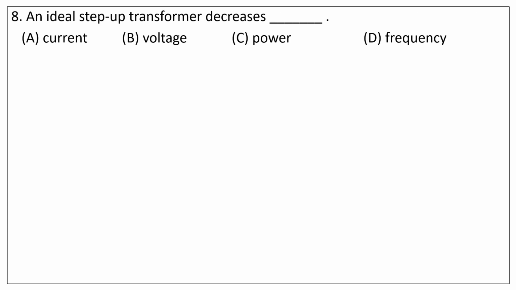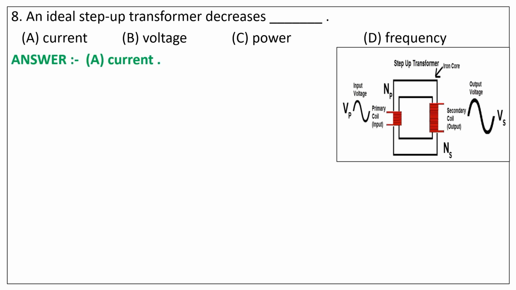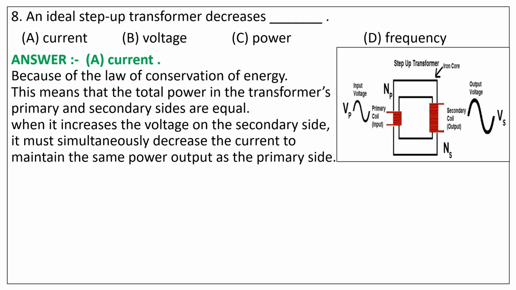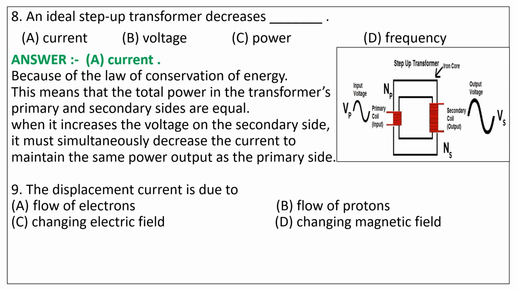8. An ideal step-up transformer decreases A. Current, B. Voltage, C. Power, D. Frequency. Answer, A. Current. Because of the law of conservation of energy. This means that the total power in the transformer's primary and secondary sides are equal. When it increases the voltage on the secondary side, it must simultaneously decrease the current to maintain the same power output as the primary side.